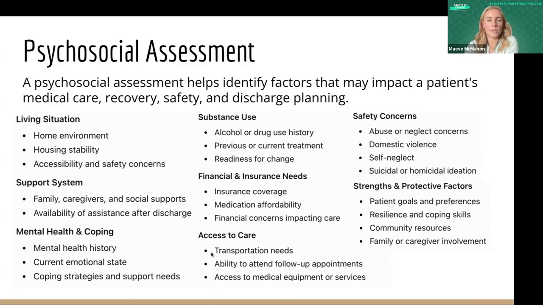Substance use. This is something that a lot of us have seen in our practices, and there are a lot of comorbidities that come with substance use. So, do they have any alcohol or drug use history? Have they currently or previously been in treatment? Are they ready for a change?